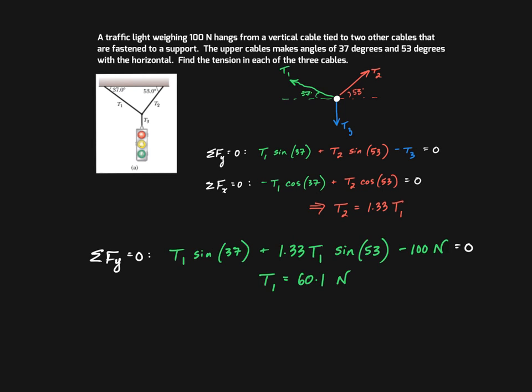newtons. And now, knowing T1, we can just substitute that back into this expression right here to then get a value for T2 of 79.9 newtons. Okay, so our answers then for this problem, T1 is equal to 60.1 newtons, T2 is equal to 79.9 newtons, and then we also found T3 was equal to 100 newtons.